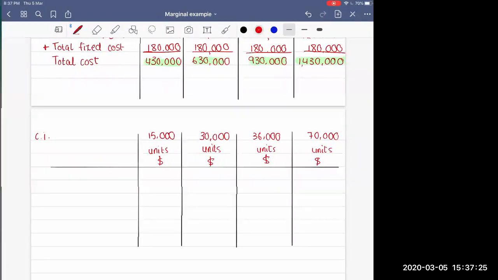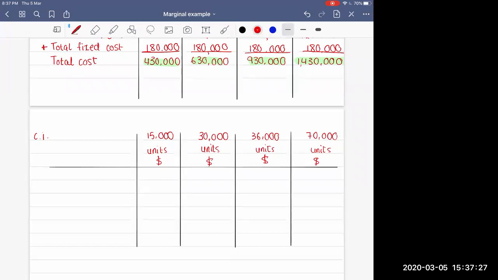So now we need to calculate the profit at different output levels, and for profit, total revenue minus total cost. Less total cost. And how do we calculate total cost? Total cost is total variable cost plus total fixed cost.